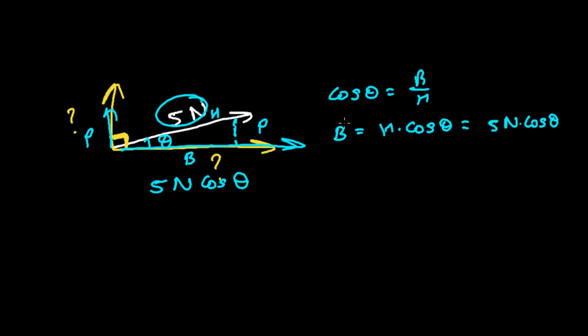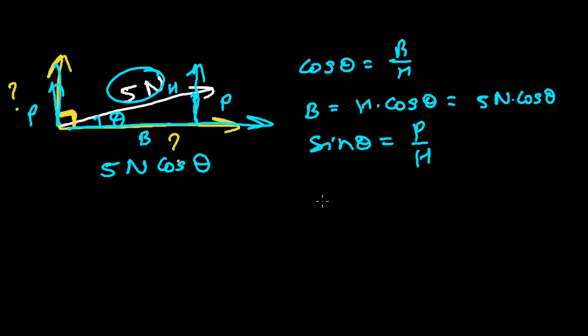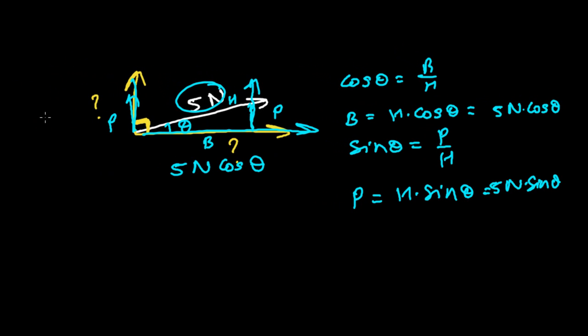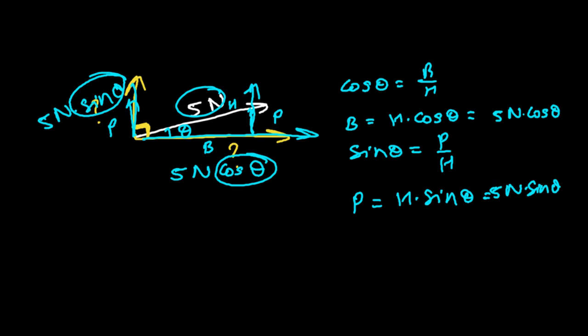Now let's find the vertical component, that is sine theta equals perpendicular over hypotenuse. Keep in mind, this and these are the same. So perpendicular over hypotenuse, where the hypotenuse is 5 Newton. So perpendicular equals h times sine theta, that is 5 Newton times sine theta. Always keep in mind the vertical component carries sine theta, and the horizontal component carries cosine of theta. Keep that in mind and see how easily you can now resolve any vector.